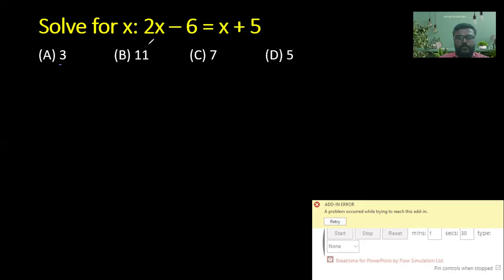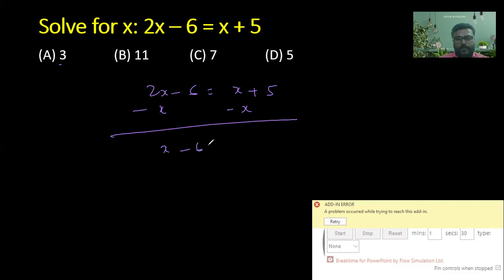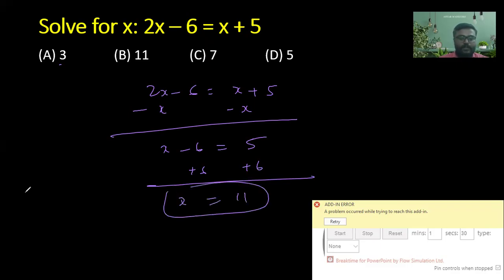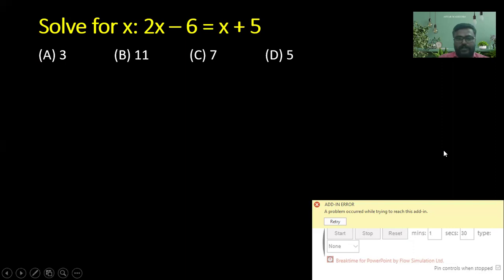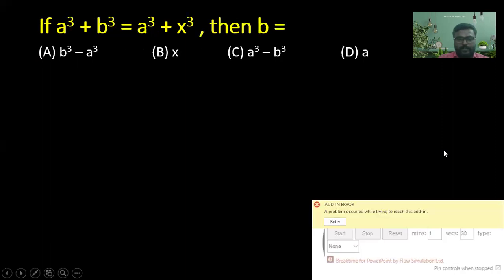So this will become 2x. Subtract x from both the sides. Minus 6 equals 5. Add 6 to both the sides, you'll get x equals 11. That will be your answer. You guys got it right. Start solving this.